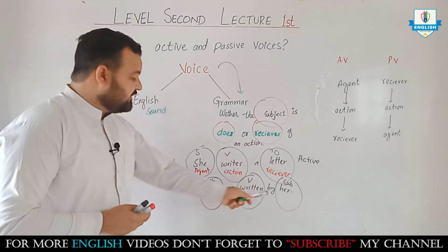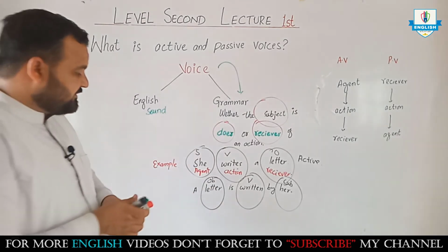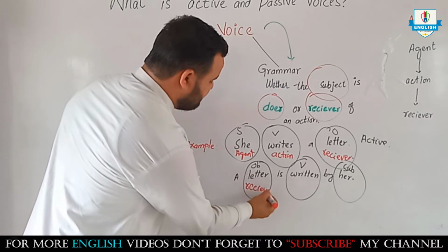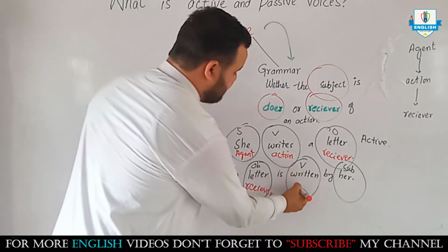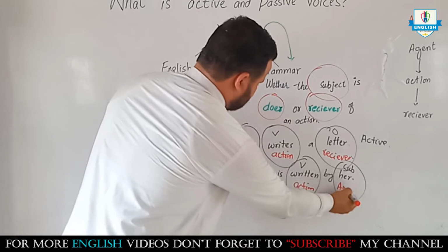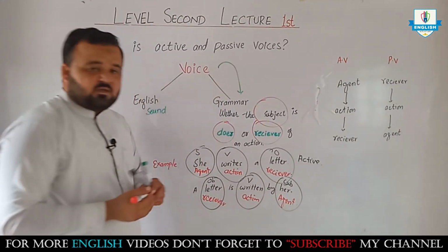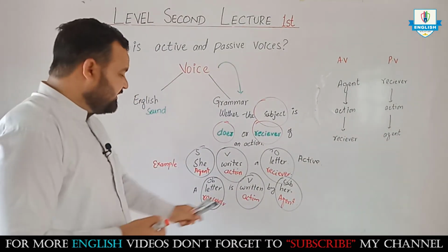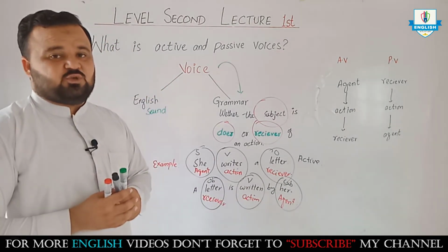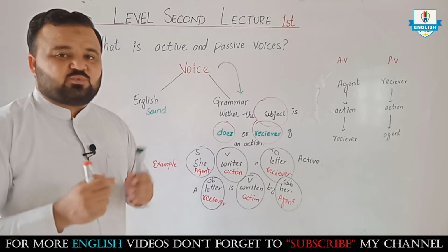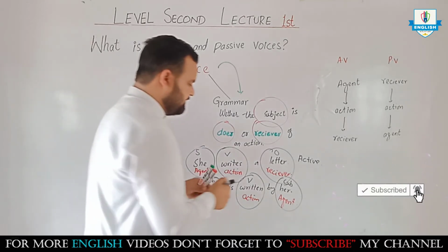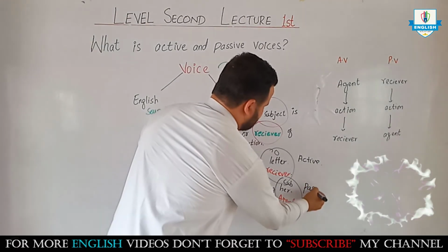Got it? So in this sentence we also write this is the receiver, action and agent. दूसरे सेंटेंस में एजेंट एक्शन को रिसीव करता है. So those sentences in which agent receives the action will be in passive voice.